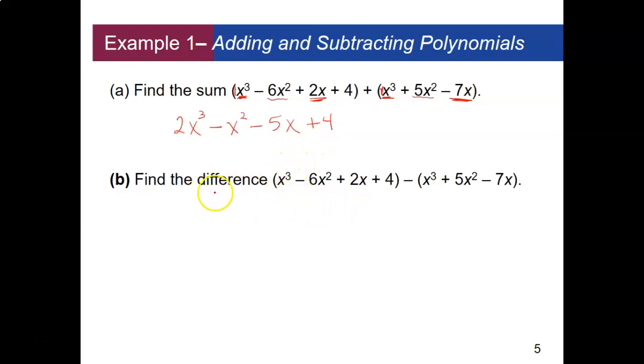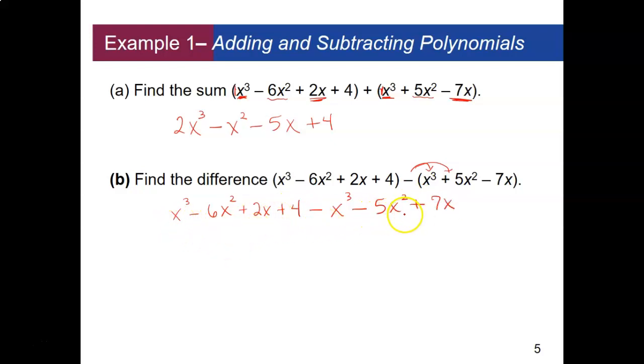Okay, when you have the difference, I would suggest going ahead and distributing this negative through before you start trying to combine any like terms together. So we would have an x to the third minus 6x squared plus 2x plus 4 from the first polynomial. And then I'm going to go through and change the sign of everything in the second because of the subtraction. So I have minus x to the third minus 5x squared. And then negative times negative is going to be a positive 7x.